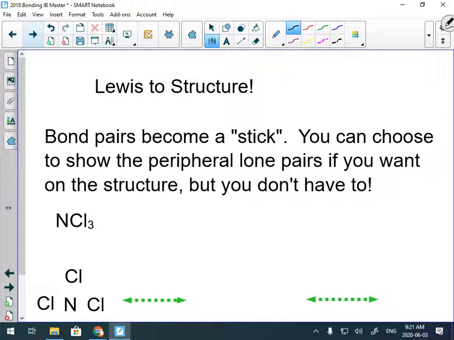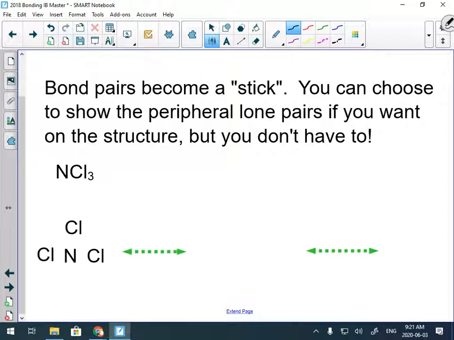What we're going to move on to now is structural diagram. I'm going to spend a little bit longer on structural diagrams because you need this for Chemistry 30. What structural diagrams do is they take the dot diagram, the Lewis dot diagram, and they turn it into where bonds are. So for example, if I had NCl3, I'm just going to do this real quick. This is what the Lewis dot diagram for NCl3 would look like.